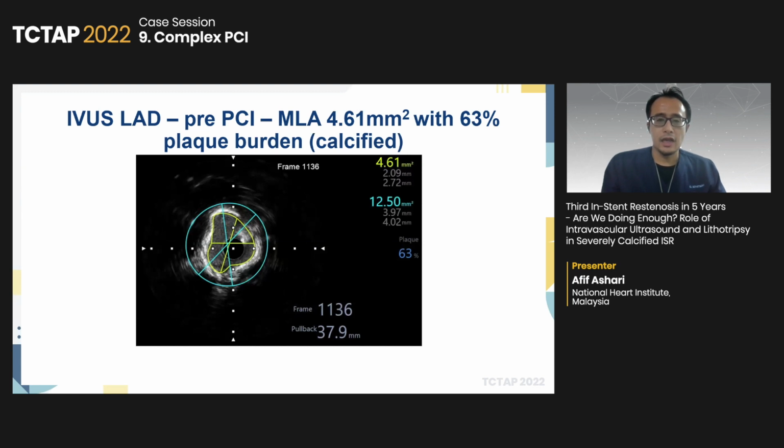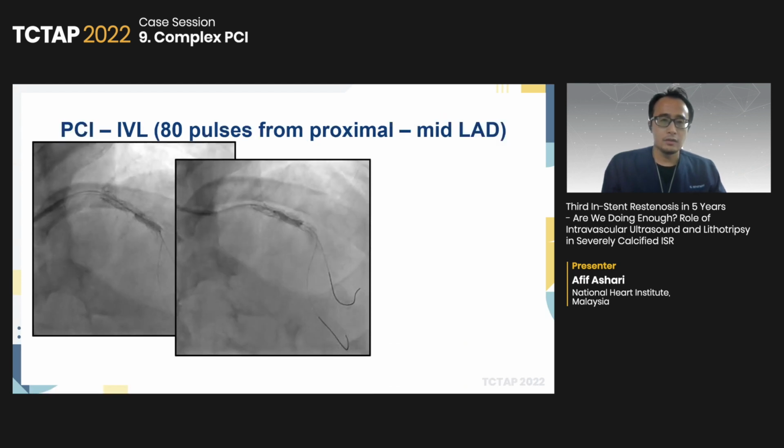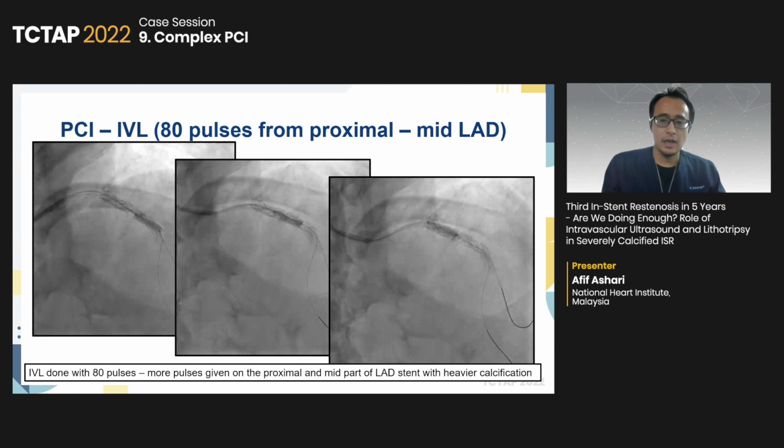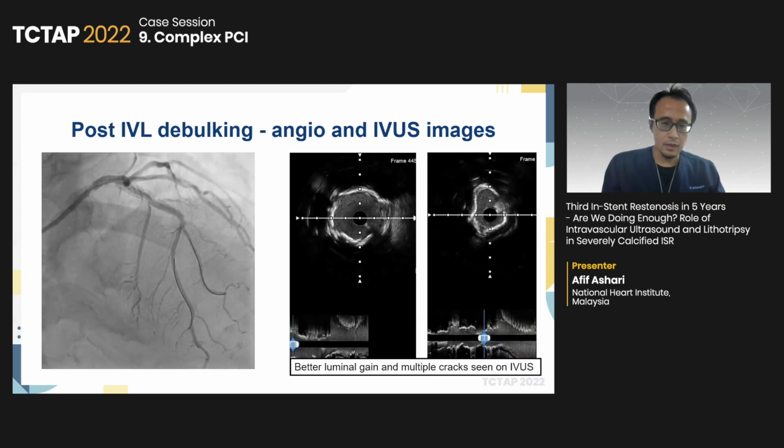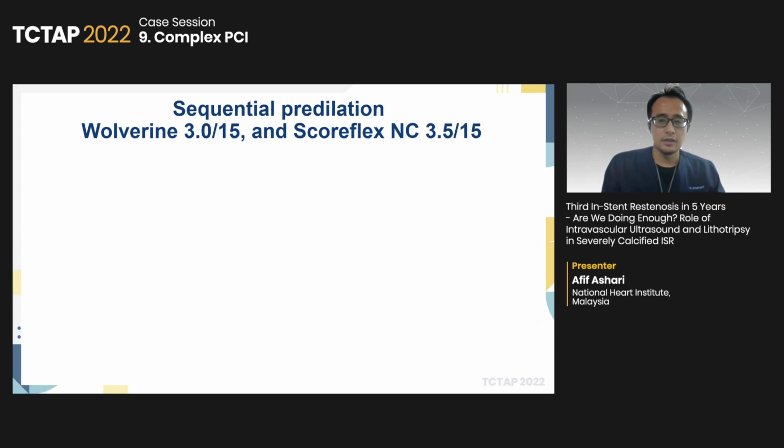So this is the IVUS of the LAD showing an MLA of 4.61 mm squared with 63% plaque burden. It's very calcified. We cannot really find any mechanical cause of the ISR, but it is heavily calcified, so we cannot really see the old stents very well. There are multiple circumferential areas of calcification, especially near the ostial LAD. We did 80 pulses from the proximal to mid LAD, focusing more near the ostial segment, where it wasn't opened very well last time. Post IVL, there is already some better luminal gain and multiple cracks seen on the IVUS.